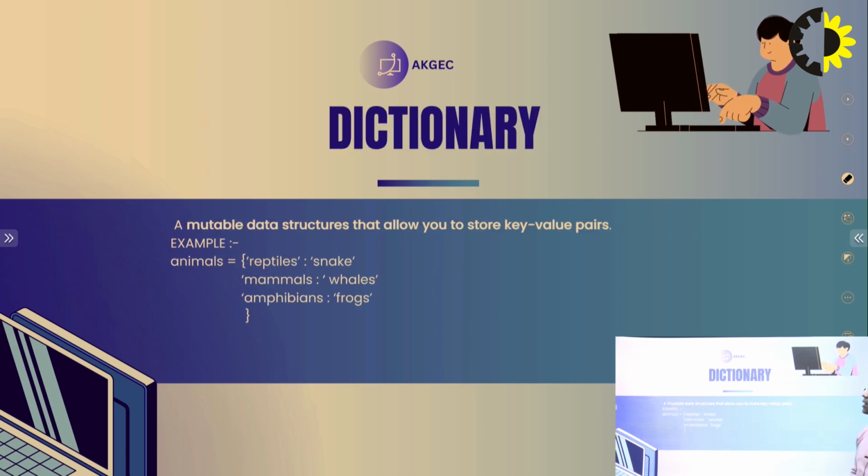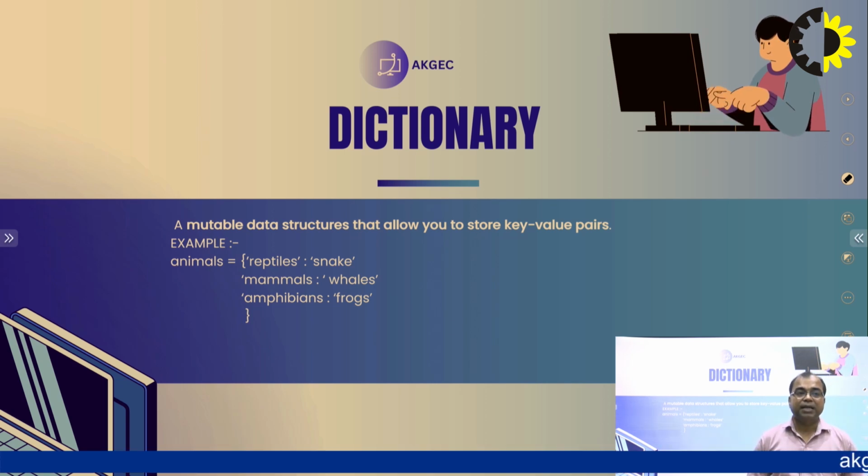Next data type is dictionary. Dictionary is a mutable data structure that allows you to store key value pairs. In a dictionary there is not a single value, it is paired values. For example, if we have reptiles, that is related with snakes. Snakes are reptiles, so there is a key and a value. Reptiles is the key and snake is the value.